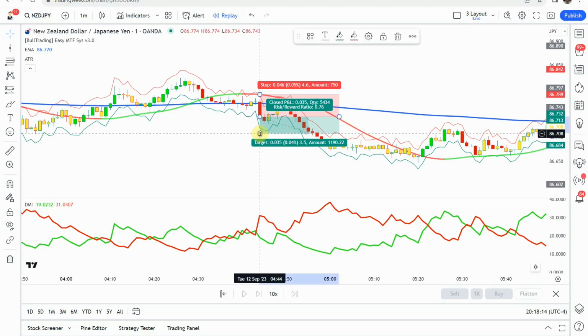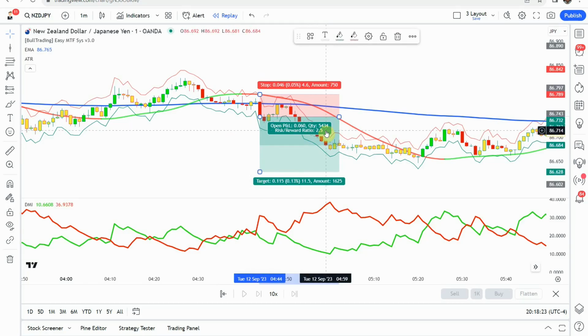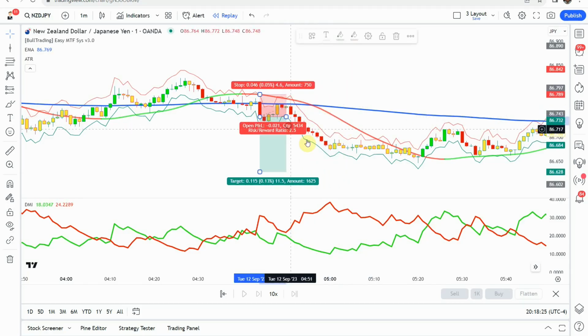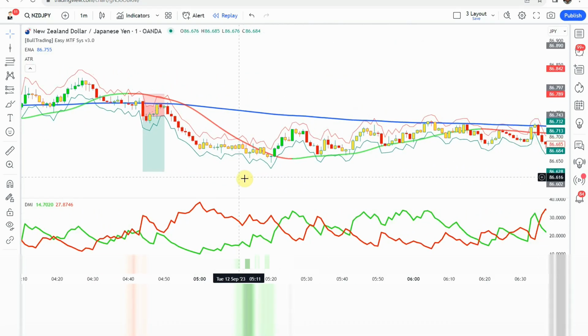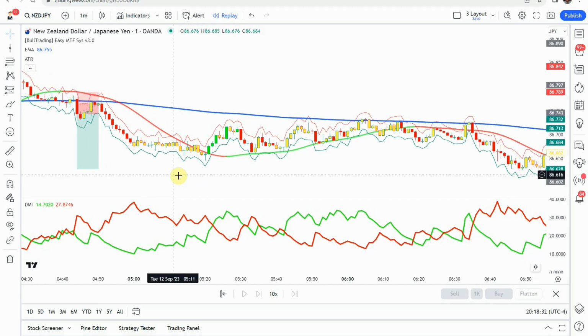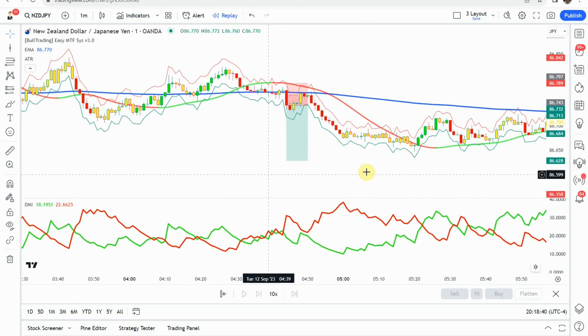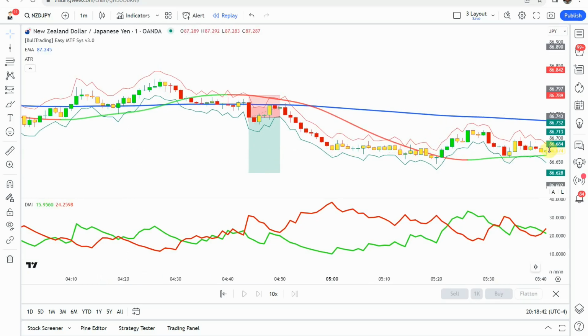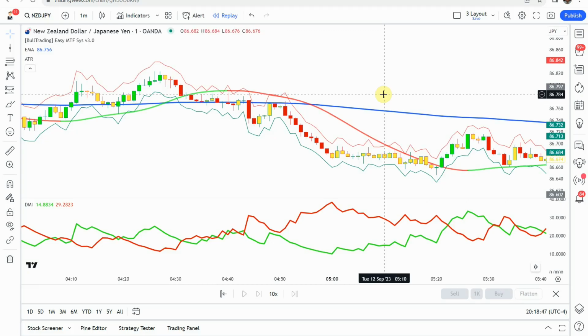And then we are going to target a 1 to 2.5 risk reward. And so our target is going to be 2.5 times that stop loss. And so if we scroll forward here a little bit, and you can see way down here, we end up coming down and hitting our take profit. So that's an example of a valid and profitable short signal. Now let's go ahead and look at a long trade.